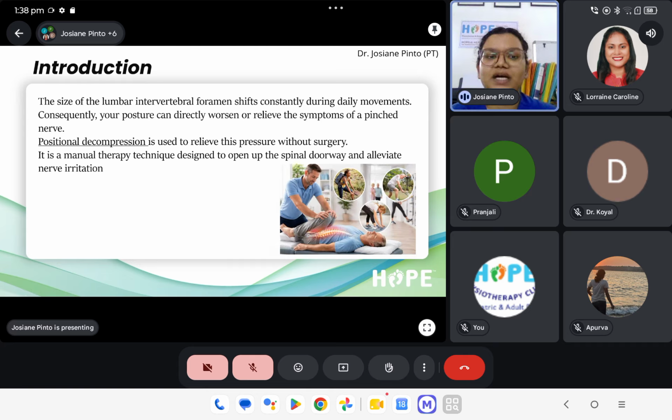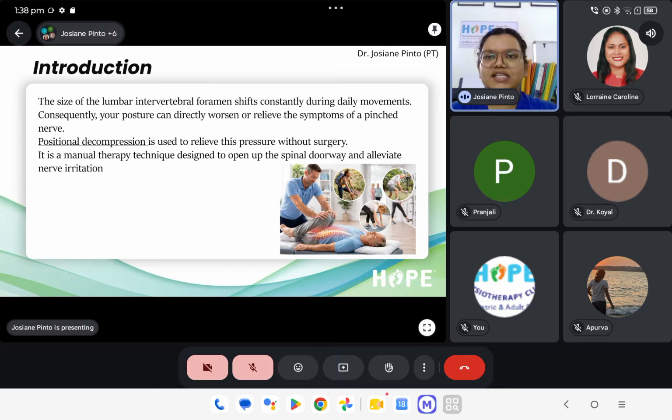Now, the size of the lumbar intervertebral foramen shifts constantly during daily movements. Consequently, your posture decides whether the symptoms are worse or better. Positional decompression is a technique used to relieve this pressure without surgery, and it is a manual therapy technique designed to open up the spinal doorway and alleviate nerve irritation.